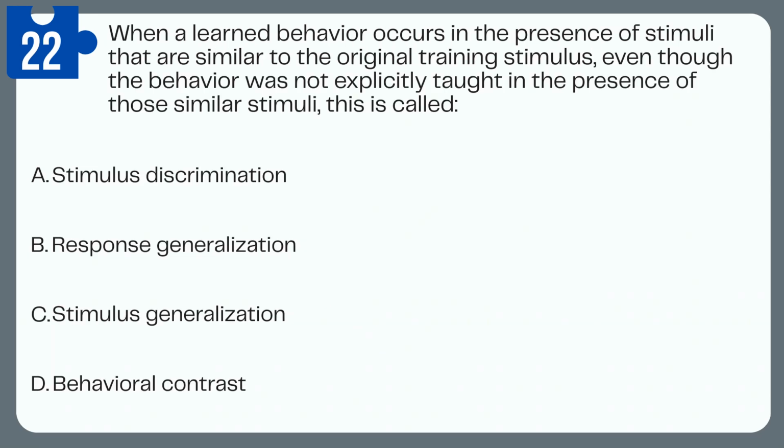Question 22. When a learned behavior occurs in the presence of stimuli that are similar to the original training stimulus, even though the behavior was not explicitly taught in the presence of those similar stimuli, this is called: A. Stimulus discrimination. B. Response generalization. C. Stimulus generalization. D. Behavioral contrast.